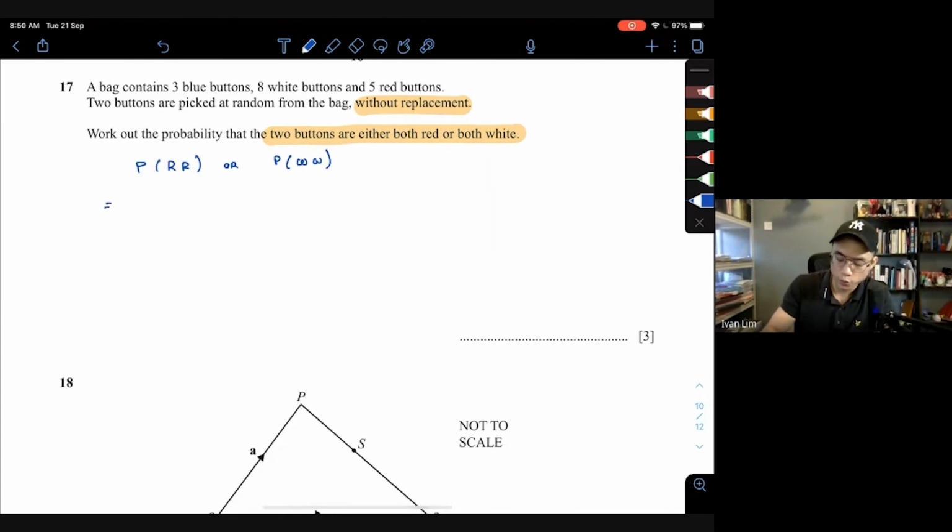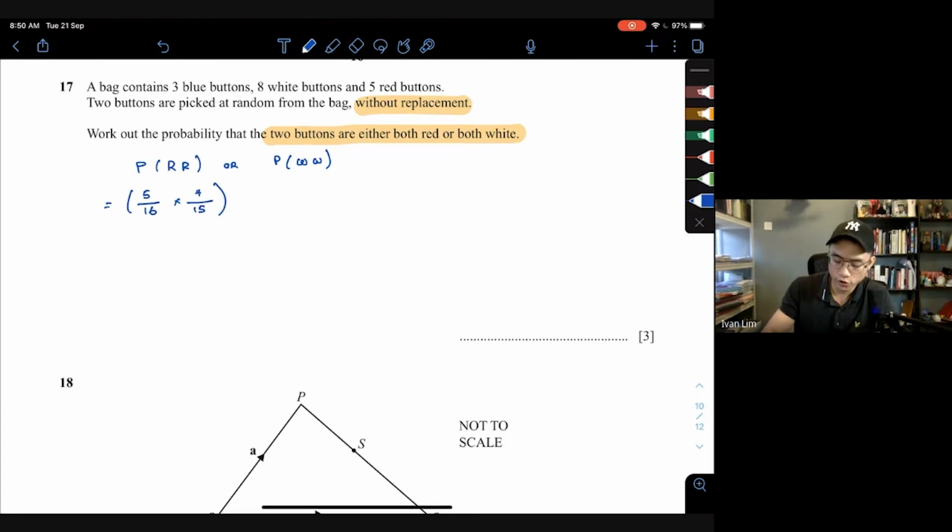Okay, so without replacement. So this is a without replacement question. We have 5 red buttons. So total we have 16 buttons. So the first time that we take is 5 over 16. The second time that we take, you still have 4 more and then 1 less red button inside. So times 5 over 15.